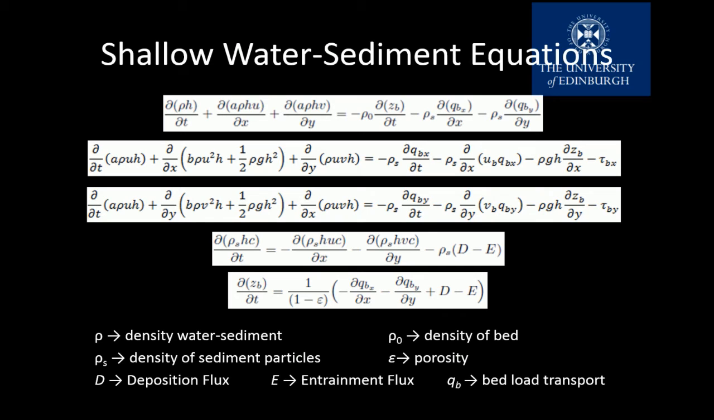And then you have these two parameters, D and E. D is the rate of deposition, and E is the rate of entrainment. Both of them are calculated using empirical formulae, which I know some people don't like very much, but it's what I've been doing for my model. And then these terms QBX and QBY are the rate of transport of bedload.